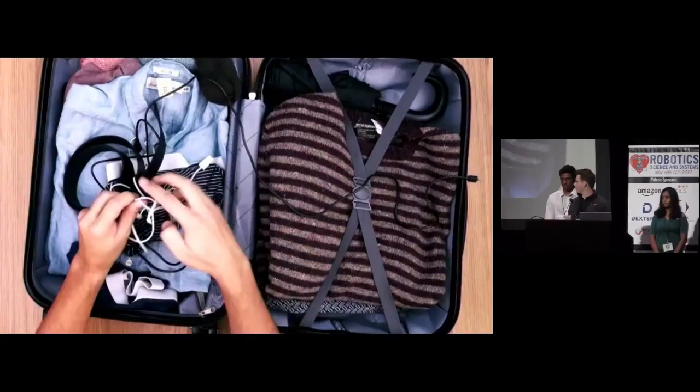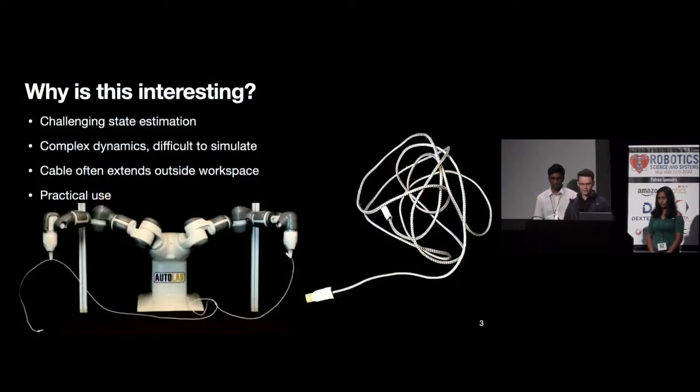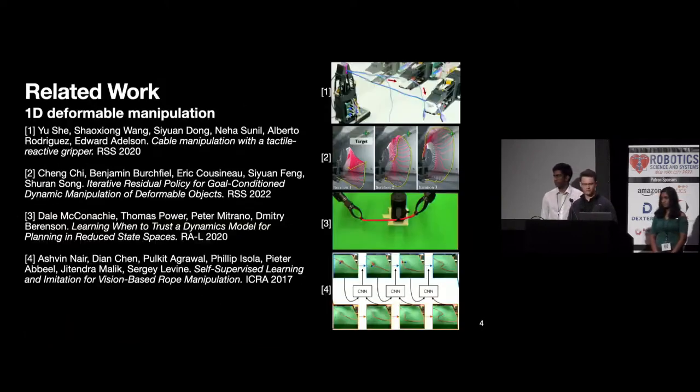If you're like me and you pack your luggage like this, maybe when you arrived at RSS, you were greeted with a view of a tangled cable, and you had to fumble with it to unpack the clothes beneath it. Although humans do this almost automatically, this is actually a really interesting problem for roboticists to study. It's a very challenging state estimation problem, there are very complex dynamics which make it difficult to simulate, and the cable often extends far outside the reach of the workspace of the robot. In addition, there are many practical benefits of household manipulation.